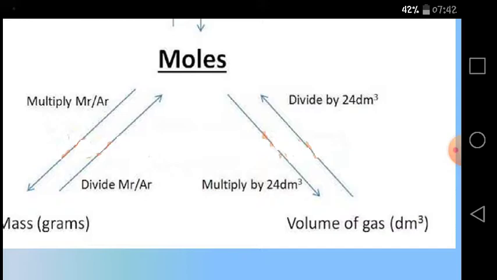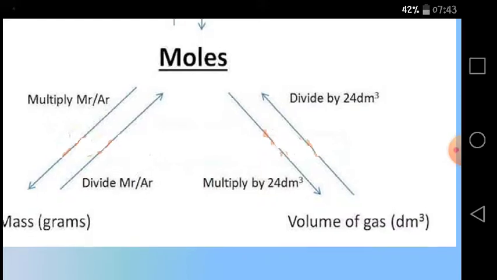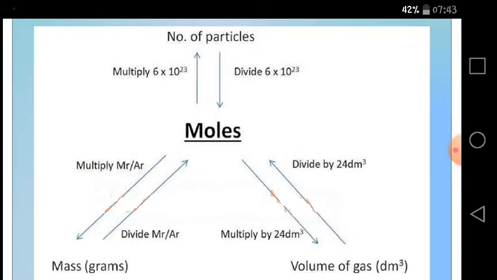Dear students, if the volume of gas is given, we have to divide it by 24 cubic decimeter, and in this way we will be able to get the number of moles. And if the number of moles of a gas is given, then we have to multiply that number of moles with the 24 cubic decimeter, and in this way we will be able to get the volume of the gas. This is the way in which we can simply get the number of particles, volume of the gas, and the mass from the number of moles, and we can convert the number of particles, volume of the gas, and the mass into moles.